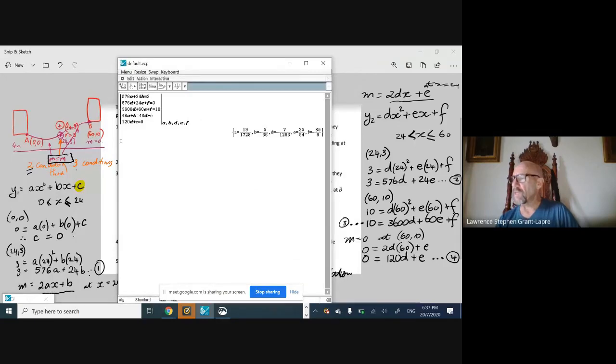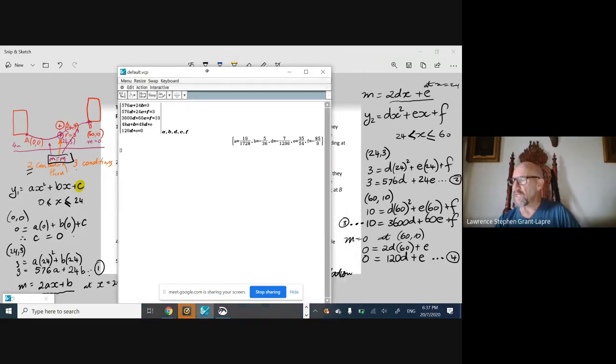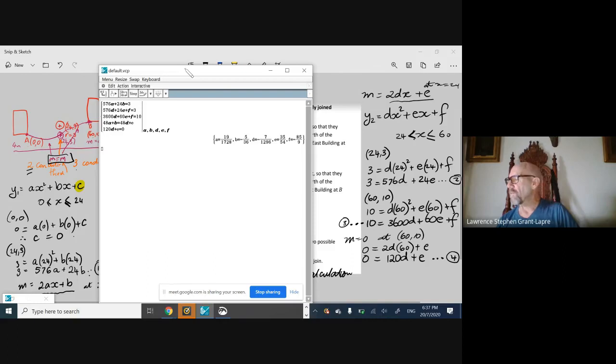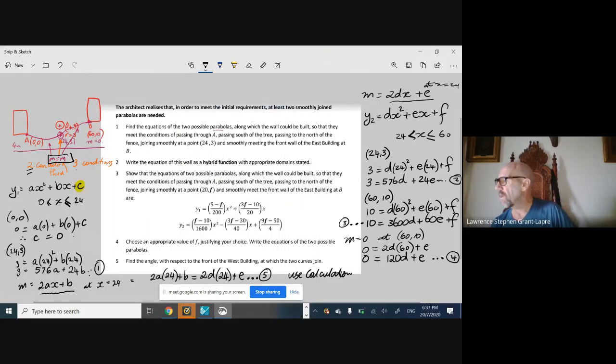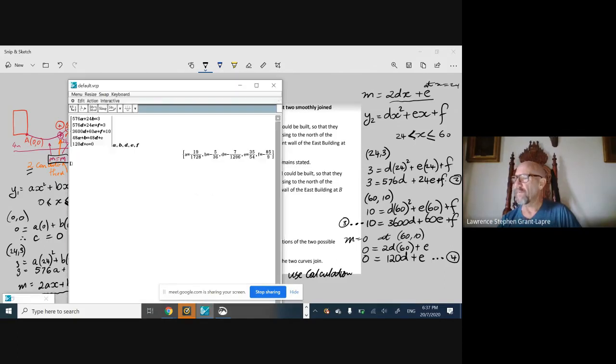Now, the first condition is 576a plus 24b equals 3. So I've typed that first. The second condition was 3 equals 576d plus 24e. Oh, you probably saw that. I left out the plus f here. Can't do that. All right, plus f. The third condition is 3600d plus 60e plus f equals 10.